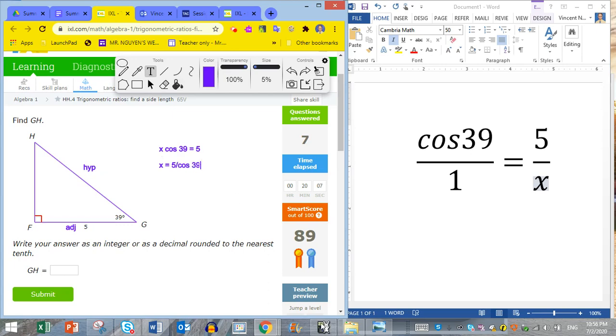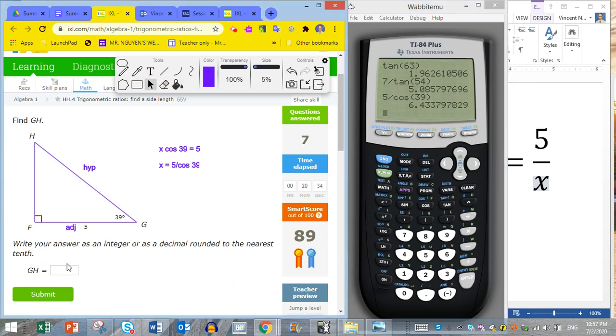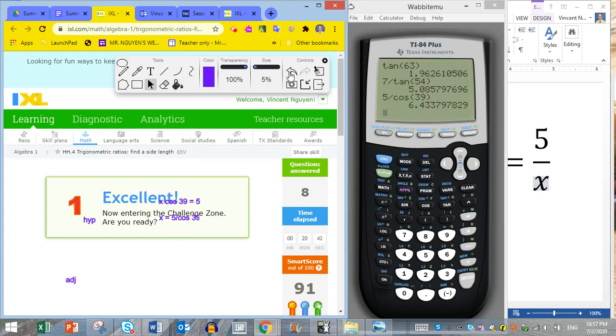Okay, so I'm going to type that into my calculator. 5 divided by cosine 39. There are so many ways to make a mistake. You can type in the wrong function, you could put in the wrong degree, you could use multiplication instead of division. So just be careful, guys. We're all human, but be careful. 6.4. Okay, so I'm going to type in my answer here. 6.4. Enter. Yay, excellent.